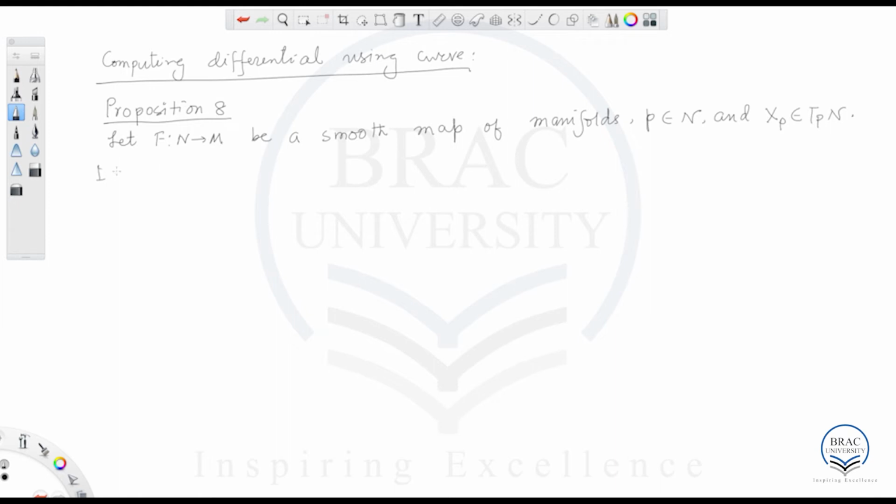If C is a smooth curve, starting at P in N and with velocity x sub p at P. We know that such a curve exists by means of proposition 6, right?